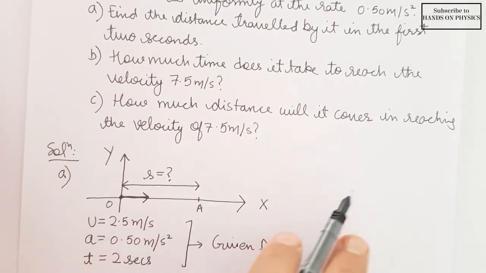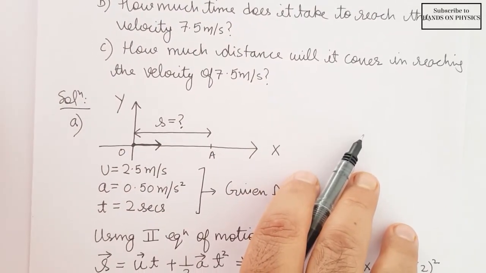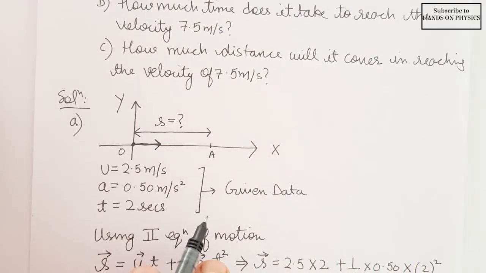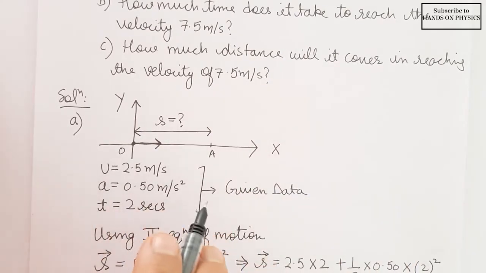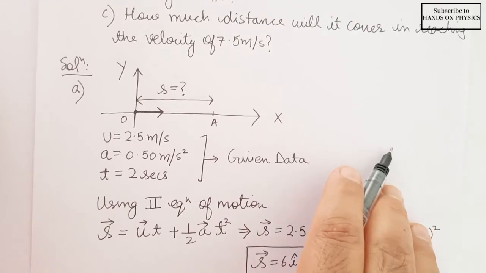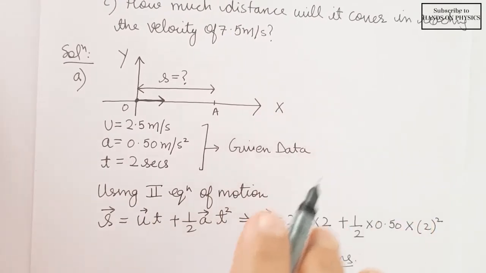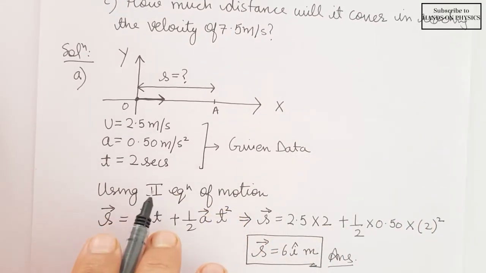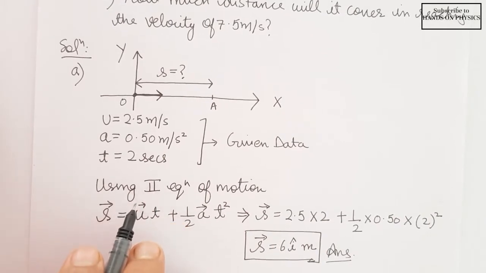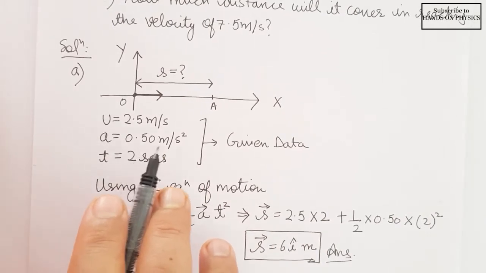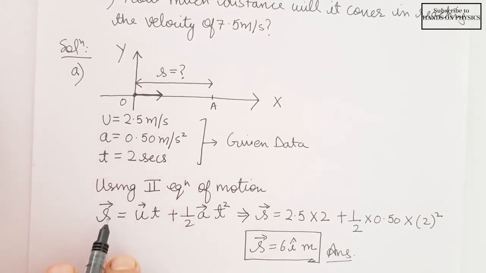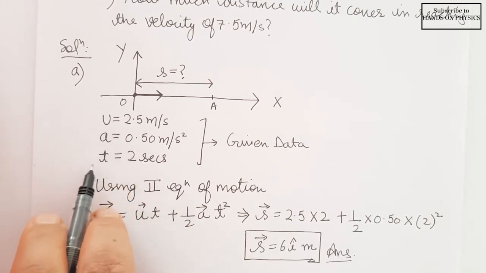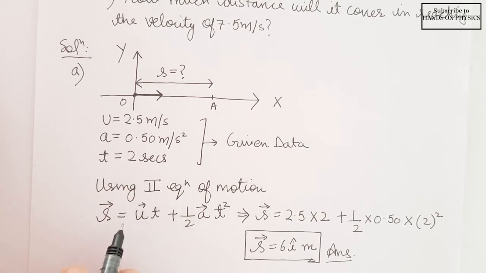Now you can see when you draw the figure for the corresponding data, the question seems to be an easier one, and it's easy to analyze the problem. So this is the given data. Now we will find the distance traveled by the body using the second equation of motion. Since u, a and t are given, it's easy to analyze that the second equation of motion will be applicable here.